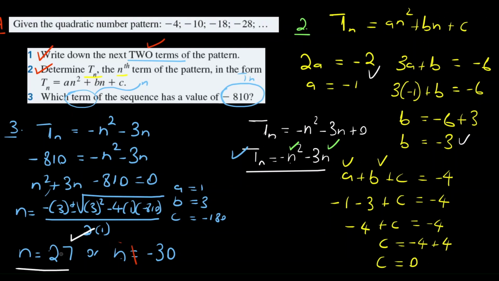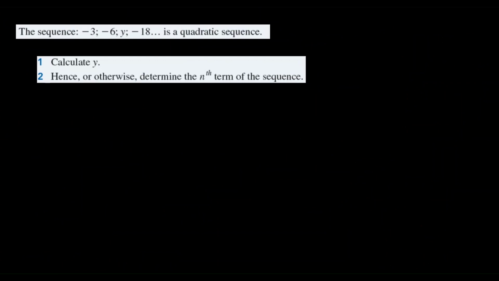If you want to prove that n is correct, you can take the n and substitute it back into the original equation, and you should get the same value of -810. And this is what I love about sequences, that you can always check your answer one way or the other. So let's move on to another question, and that's more of an intermediate question. So in this question, let me just label this question B.